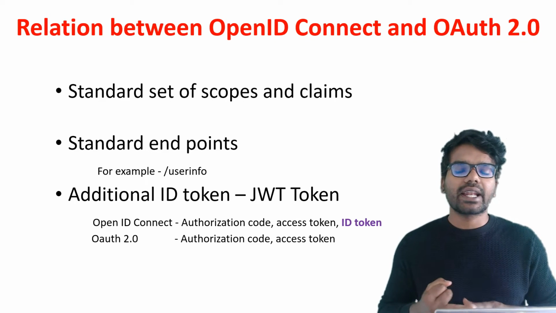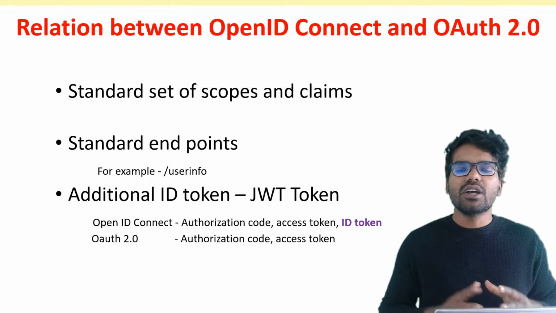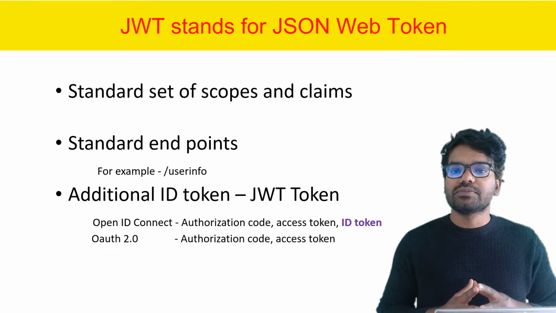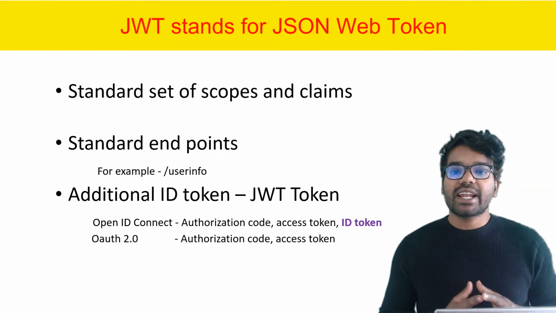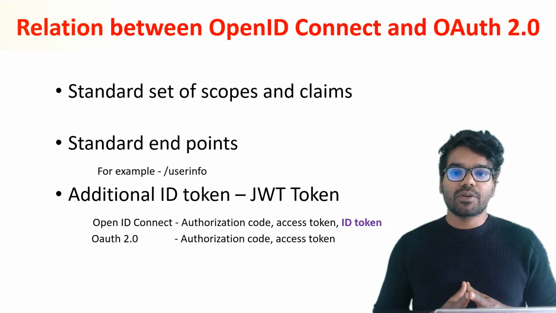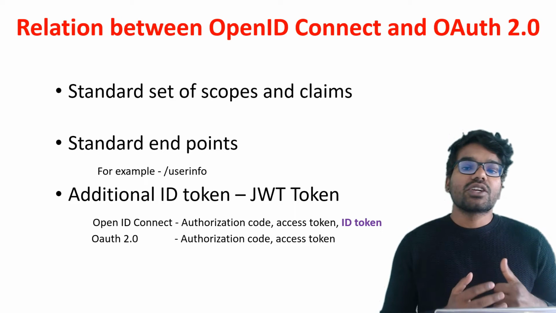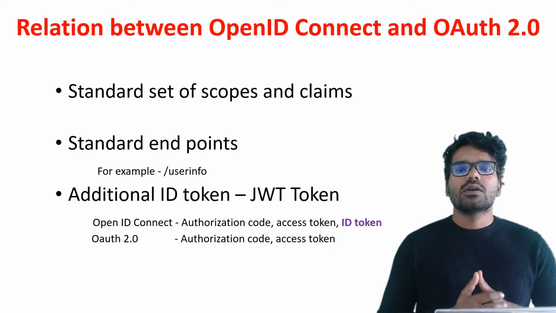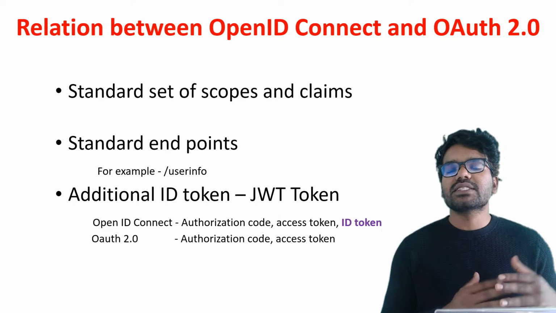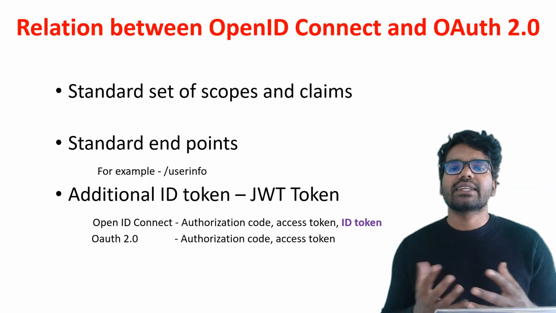But with OpenID Connect, you also get an ID token, which is a JWT token. JWT is an open standard for securely transmitting information as a JSON object. It contains the user information encoded in base 64 format. So once the application receives this ID token, it can decode it and get the right data.